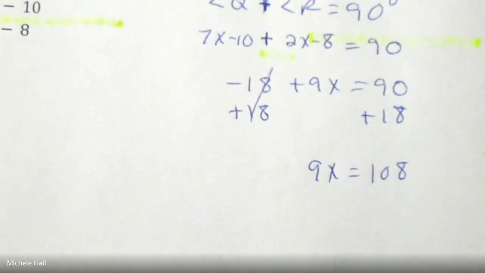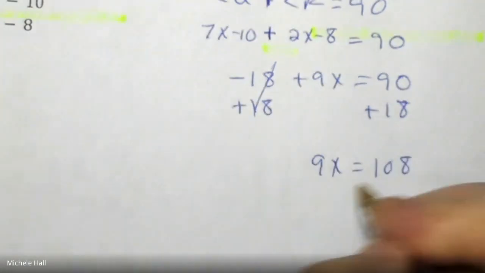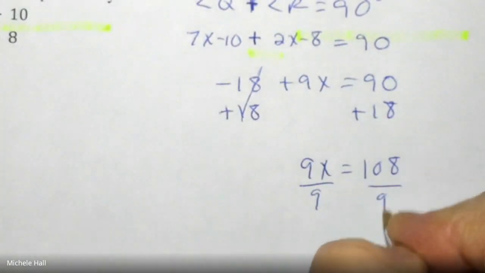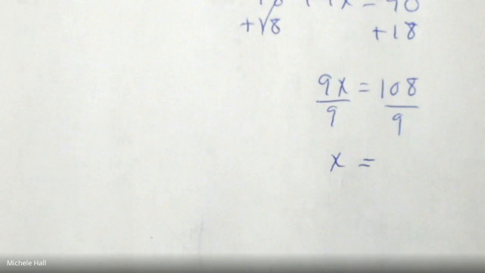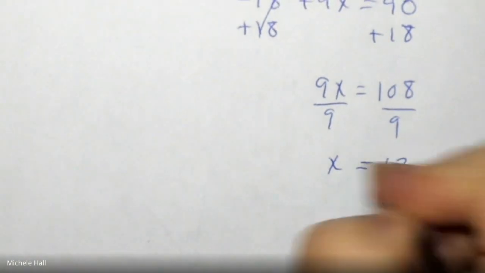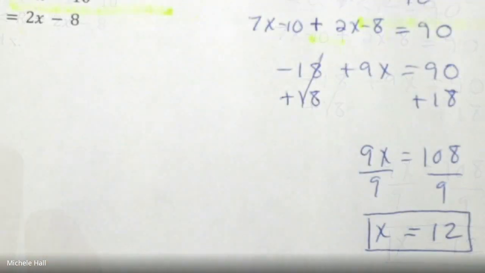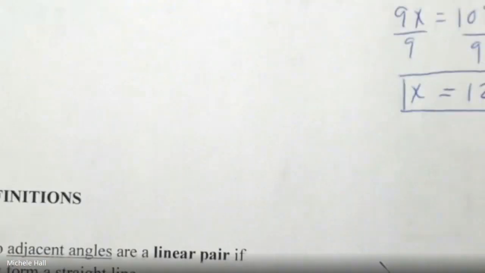And then I have one more step. 9 is being multiplied to the variable, so I divide by 9. And I get x equals something. It's 108 divided by 9. 12. Okay, it just said solve for x this time. Find x. Okay, here we go. 2 more things, and we're going to start our homework.